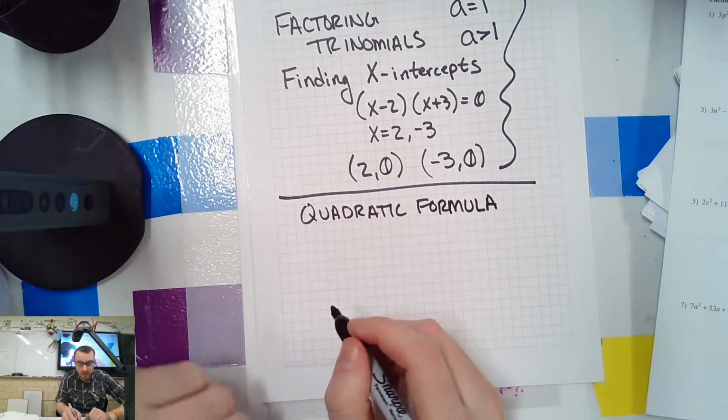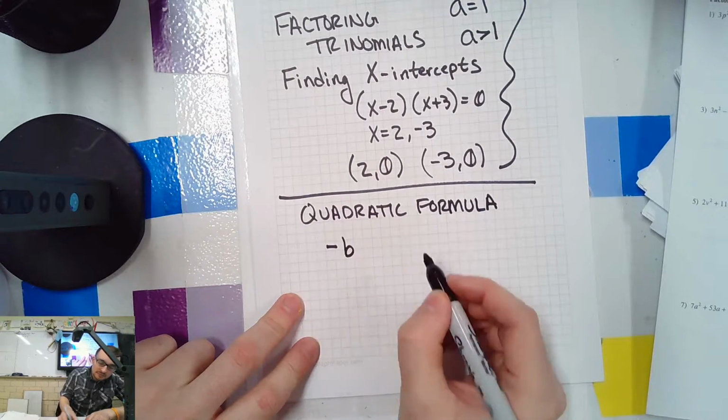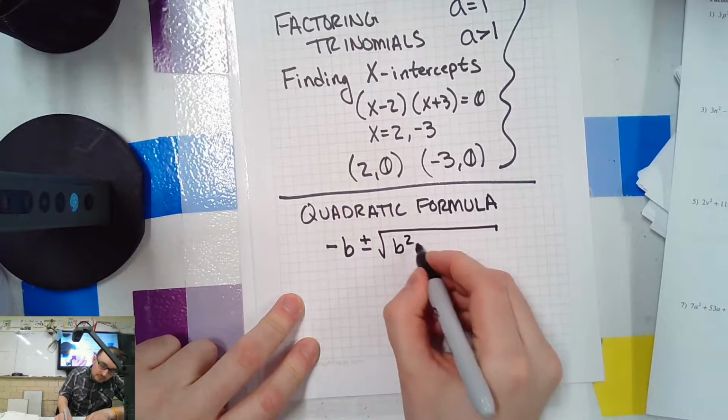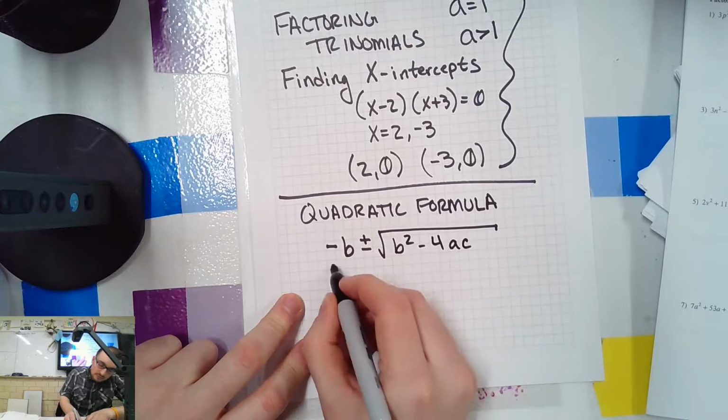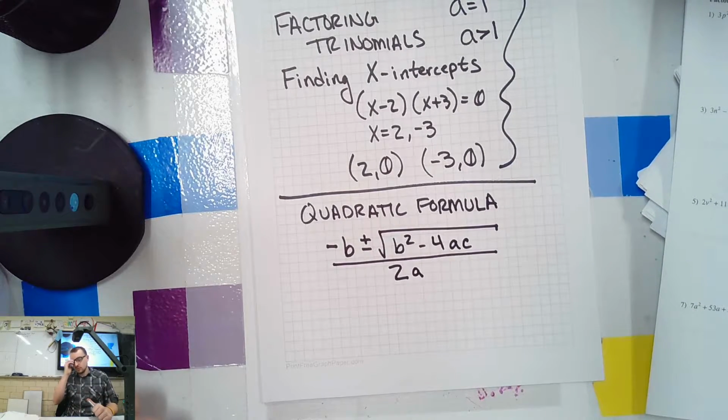What is the quadratic formula? It's negative b plus or minus the square root of b squared minus 4ac, everything over 2a. Listen, fight me. Whatever a is, doubled, right? So you're going to need to know how to apply that. That's it. That is literally it.